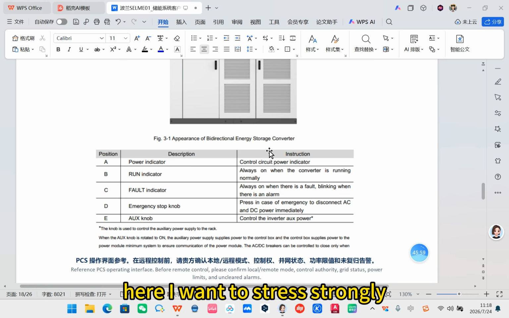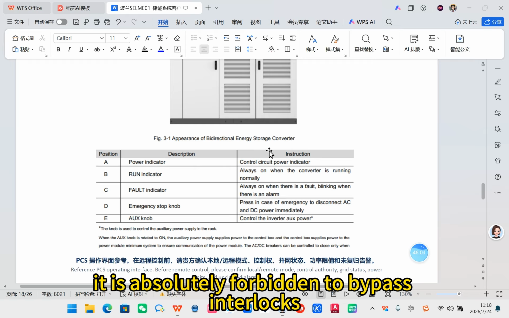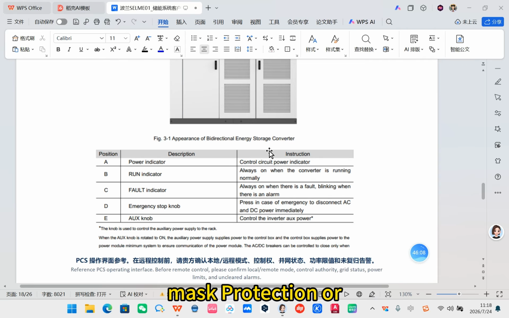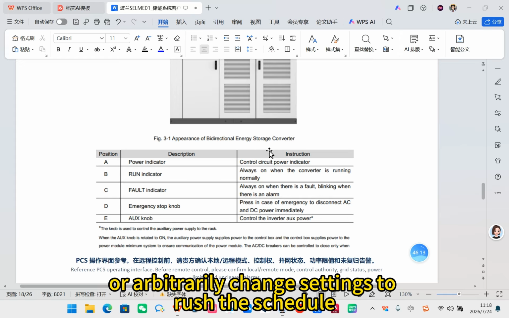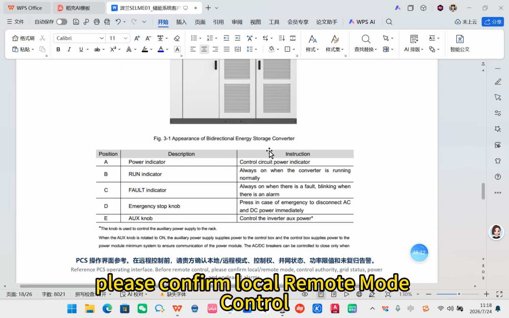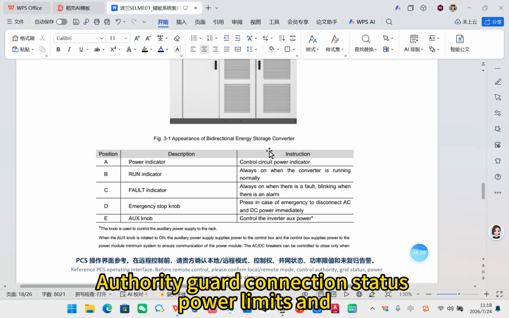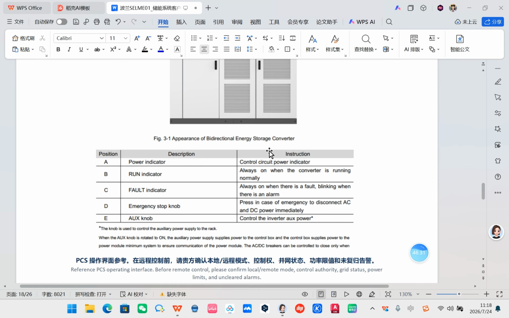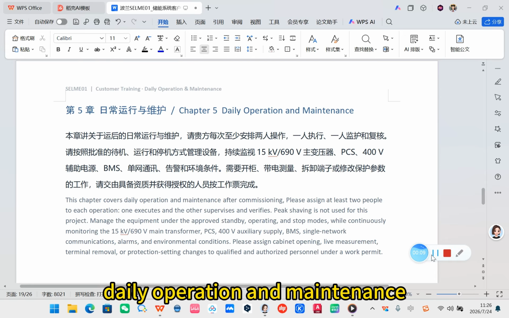Here I want to stress strongly on the commissioning step. It is absolutely forbidden to bypass interlocks, mask protection, or arbitrarily change settings to rush the schedule. Also, before remotely controlling the PCS, please confirm local/remote mode, control authority, grid connection status, power limits, and unacknowledged alarms.